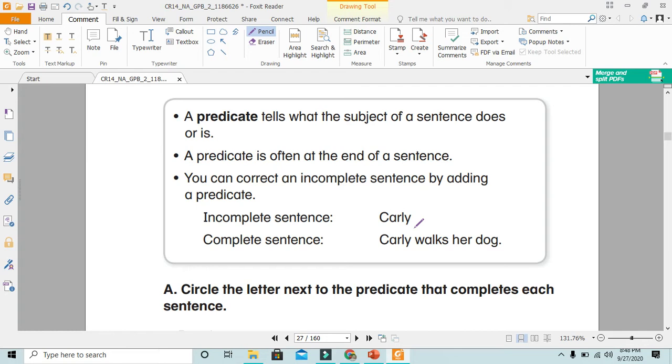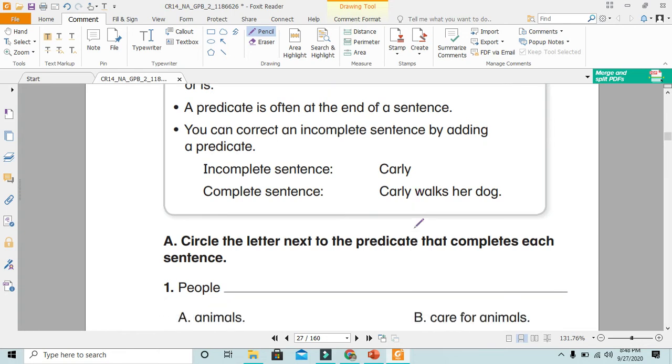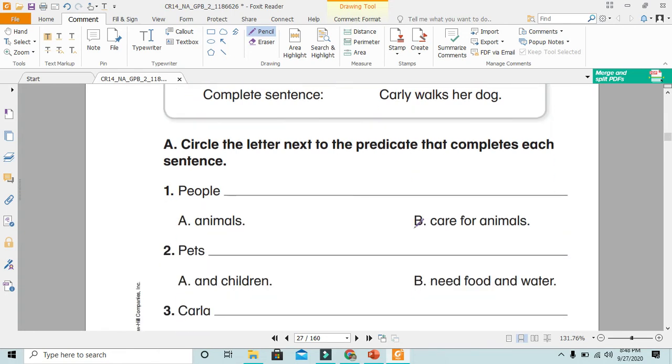So again, the predicate tells us what the subject of this sentence does or is. If we don't have the predicate, the sentence will be incomplete. We don't have a complete sentence. We don't have a complete meaning. Circle the letter next to the predicate that completes each sentence.